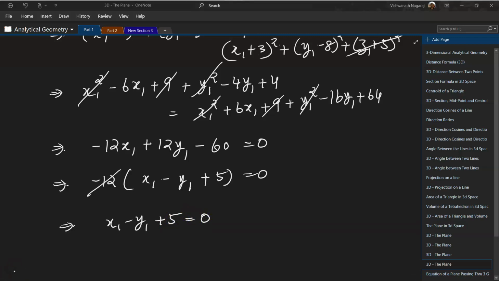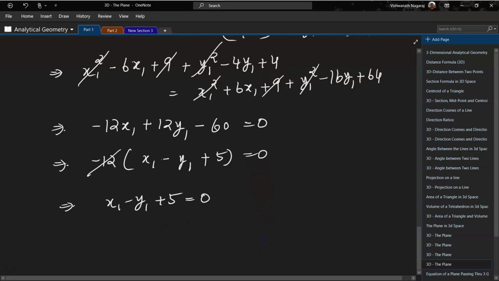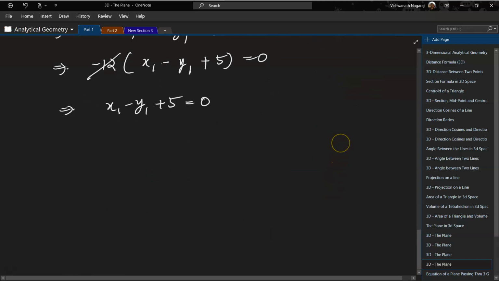We are left with x1 minus y1 plus 5 equal to 0. So if you see in this equation, we have x1, we have y1, but we don't have z1. So we need to figure out that as well. For that, we have another equation. Remember, we have taken care of this. Now let's look at SB square equal to SC square.